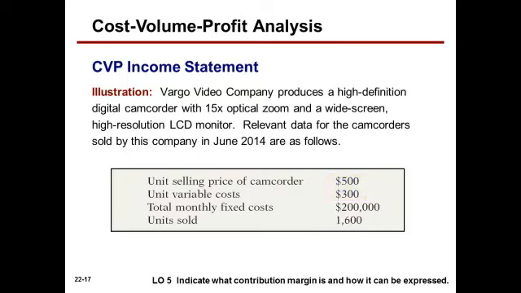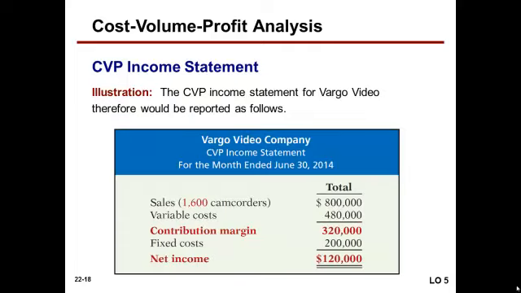Let's look at the full income statement given this data. Our total sales dollars are a function of volume times selling price. 1,600 camcorders times $500 a piece, $800,000 total sales. Variable costs are also a function of sales volume. 1,600 camcorders times $300 a piece, $480,000. The difference between total sales and variable costs, $320,000, contribution margin, a subtotal of profit. And we deduct out our total fixed costs for the month, $200,000, to come down to bottom line net income, $120,000 profit for the month of June.